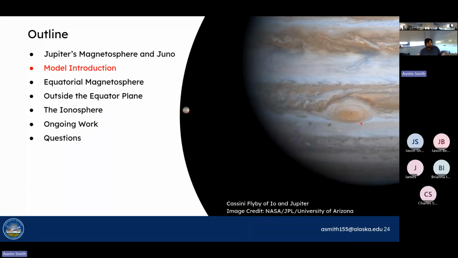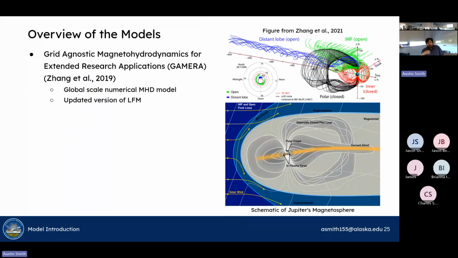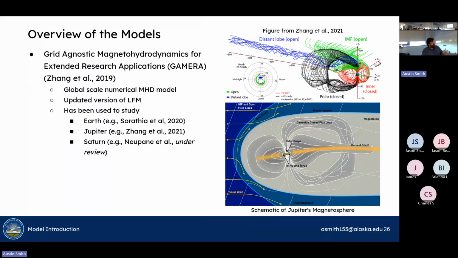Okay, so that was the overview of Jupiter's magnetosphere and Juno. Getting into the model description now. I'm using the Grid Agnostic Magnetohydrodynamics for Extended Research Applications code, GAMERA. It's part of the MAGE framework at APL, and it's a global scale numerical MHD model. It's an updated version of LFM, and it's been used to study multiple magnetospheres in the solar system, Earth, which many of you may be familiar with. It's also been used to study Jupiter.